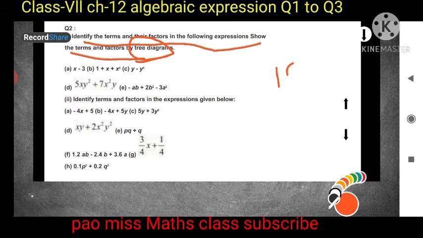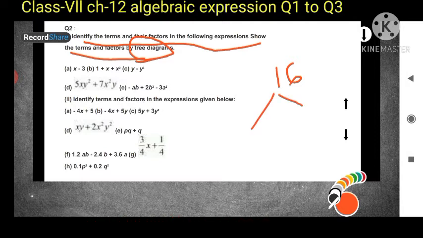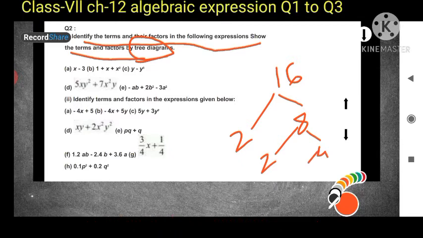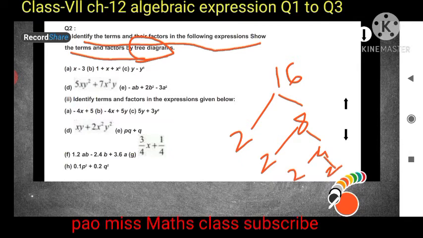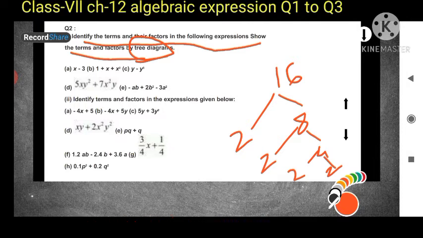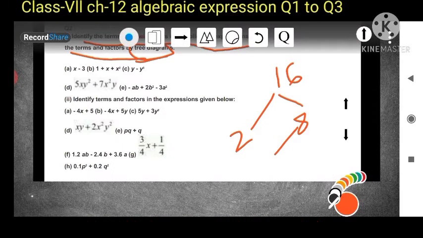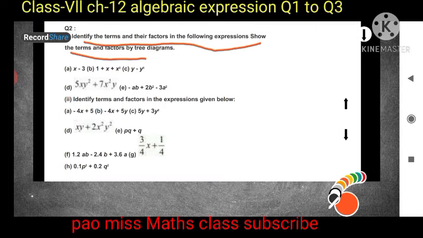Suppose for example, I will draw the factor tree of 16. Then how do we have to do it? We do it this way, isn't it? We have already learned in our previous classes. In class 6 we learned how to make a factor tree. Now here we will make a factor tree of an algebraic expression. Let me rough this. Now we have to draw the factor tree.